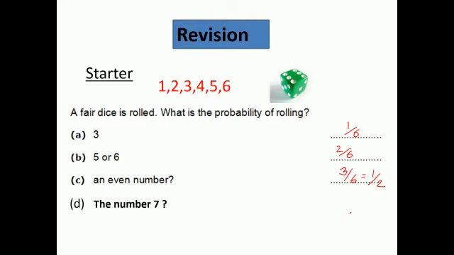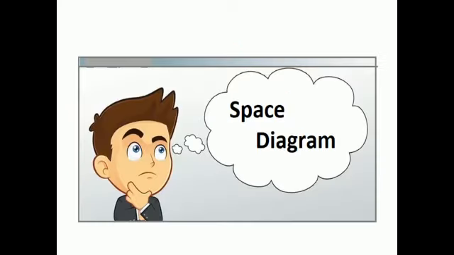Okay, no problem. The last one, the probability of getting 7. Can you see 7 there? Yeah, no 7. So, the answer would be 0. 0 by 6, it is equal to 0. Okay, now let's discuss what a sample space diagram is.